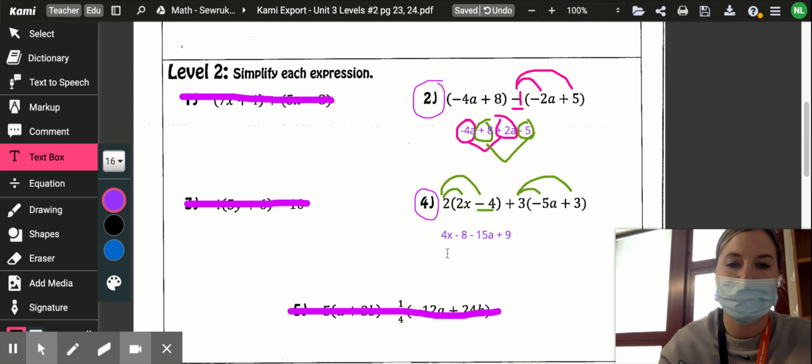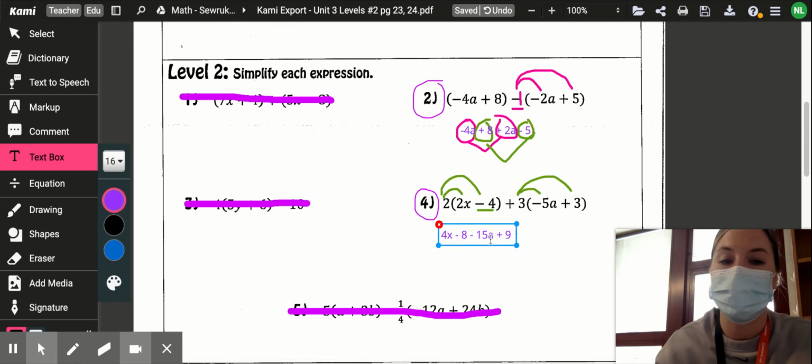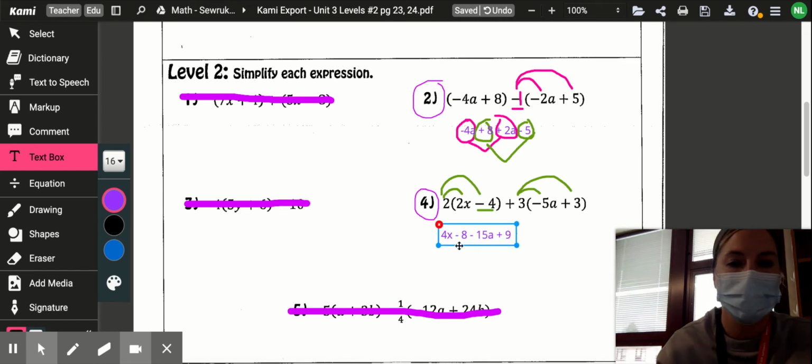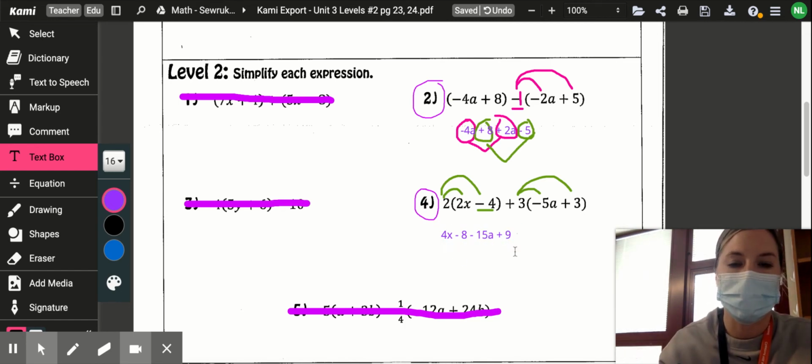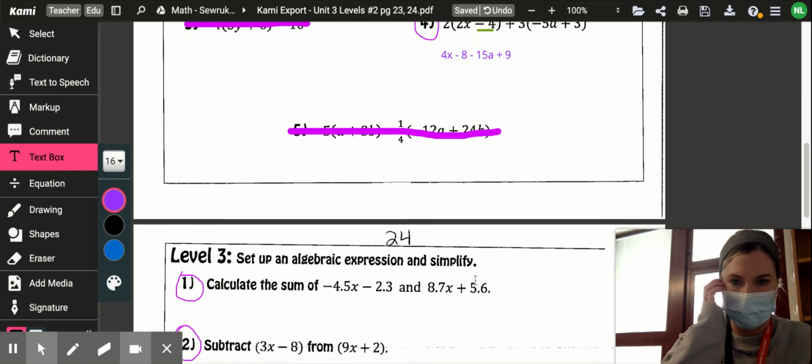Hint, 4x doesn't have another like term, so you're writing that down. -15a doesn't have another like term, so you're writing it down. You're only combining the -8 plus 9, and then write it down.